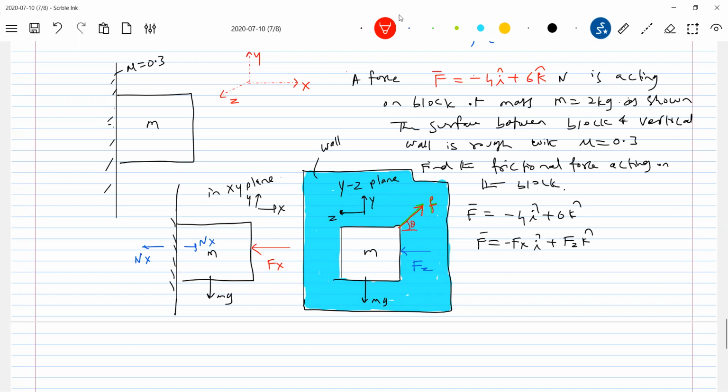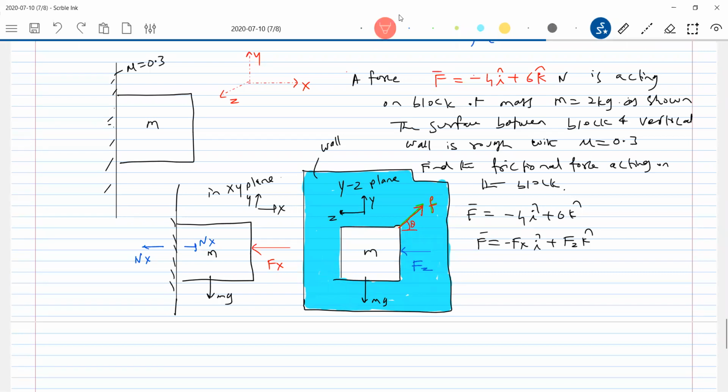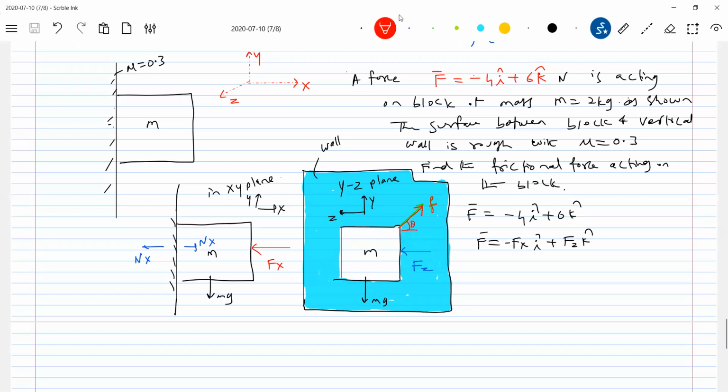Let me take this as theta. Okay, fine. Okay, let's come to that one. Find the frictional force acting on the block. I'll assume that the block will be at rest. Let's check it. Now, we will provide the normal contact.